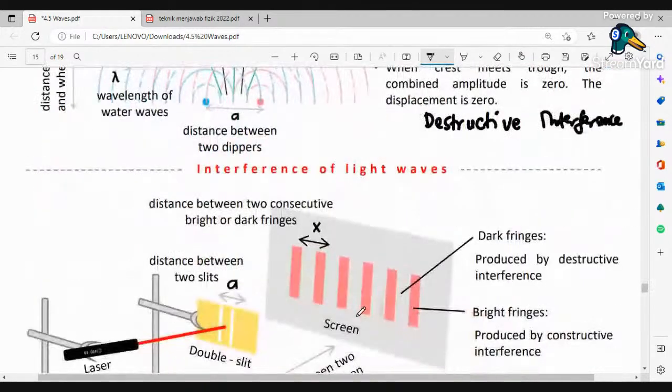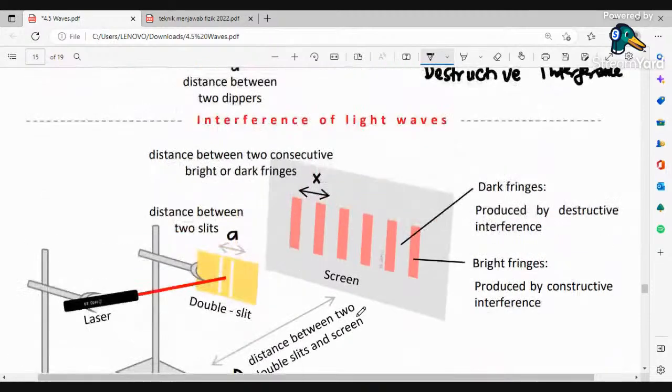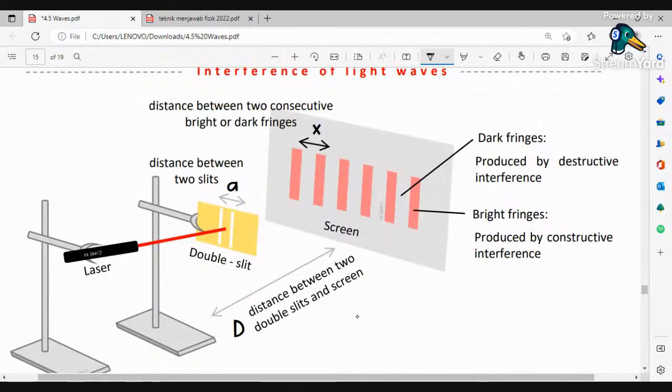Okay, now look at interference of light. For light, the lambda is very small, as we know. So we use a laser pen in this case. Why do we use a laser pen? A laser pen just produces one color. We call it monochromatic light. Red color. Monochromatic light.